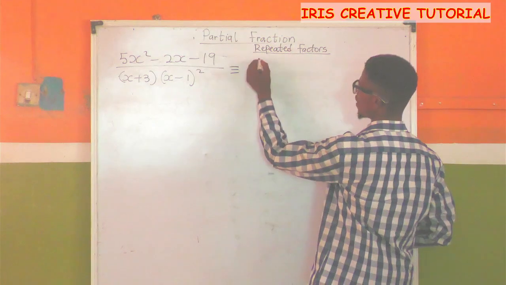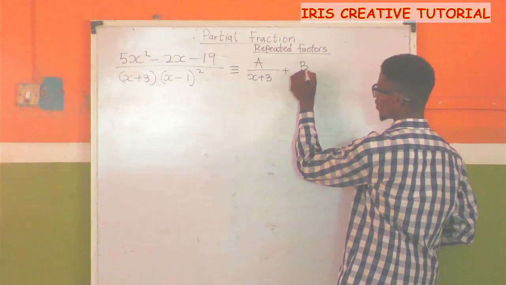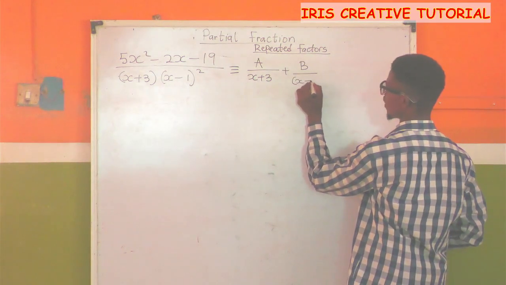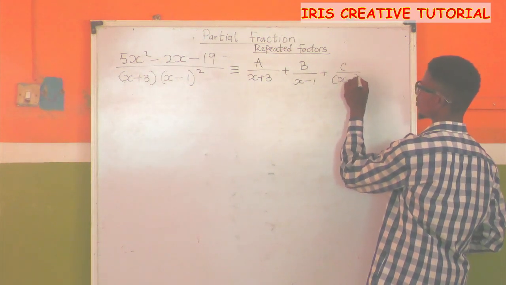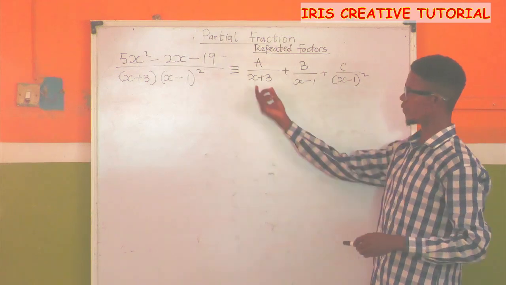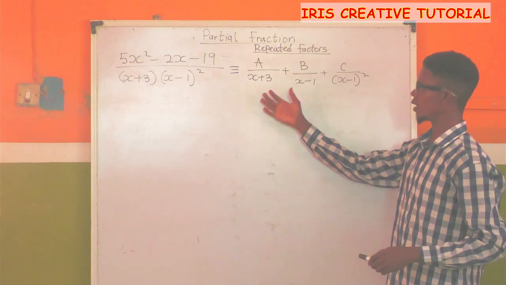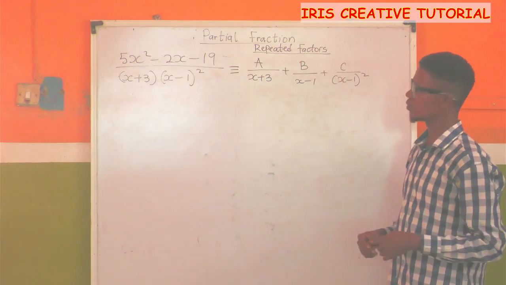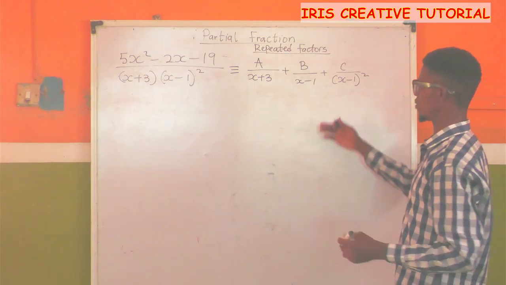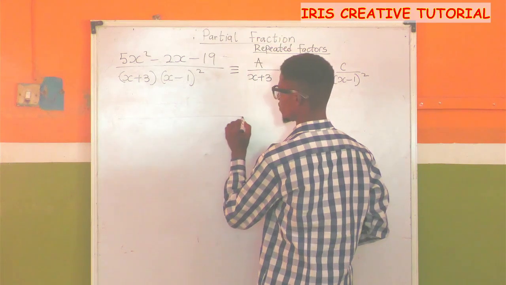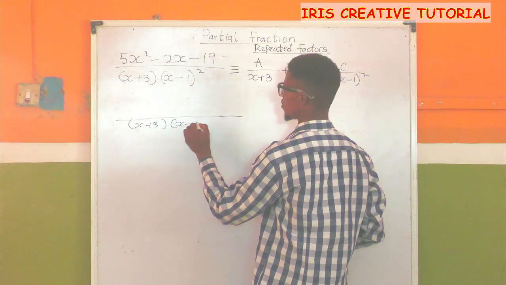So if I'm going to write the equivalent of this particular expression, we are going to have 5x over, that will be A over x plus 3 plus B over x minus 1, plus C over x minus 1 all squared. Now you can see that this is the linear factor and these are the 2 repeated factors of this expression. Now we need to find the values for A, B, and C like we usually do. So the next thing we need to do is to take the LCM of these three, and when we do that, we're going to have x plus 3 and x minus 1 all squared.